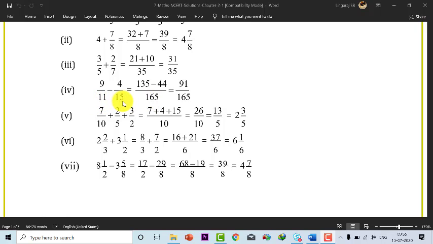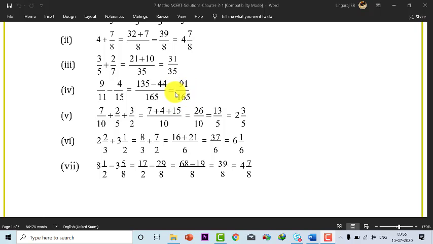So these 11 and 15 are co-prime numbers, as we explained in the online class, you should remember that. So then here 9 into 15 is 135 and 4 into 11 is 44. So in between these two fractions there is a negative sign, so you have to find the difference of these two numerators. 135 minus 44 is 91 divided by 165.